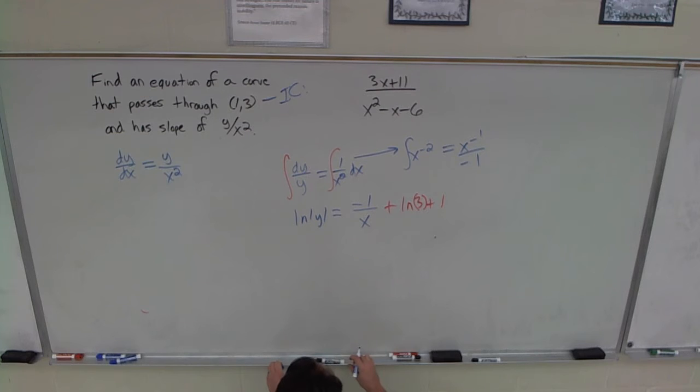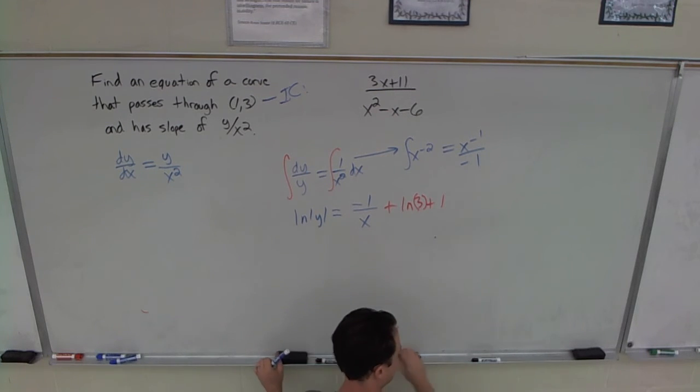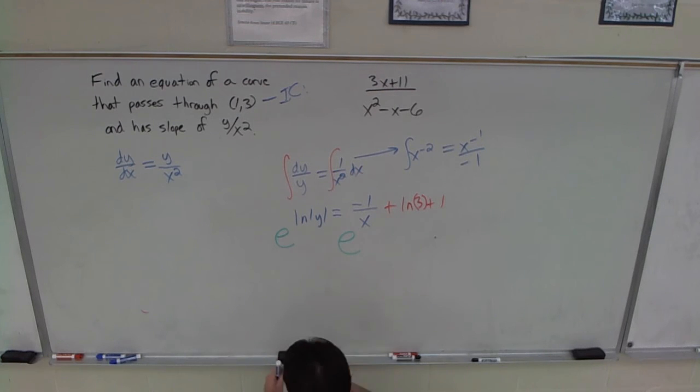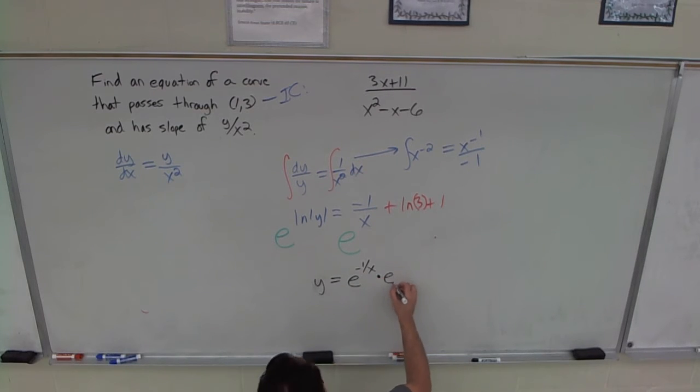So, let's see. I think I want to E it, don't I? Yeah. I'm going to use a different color. I don't have green. Wow. There's green. E. So then y is equal to e to the negative x. That's not e to the negative x, it's e to the that. Oh yeah. Times e to the that times e to the that.